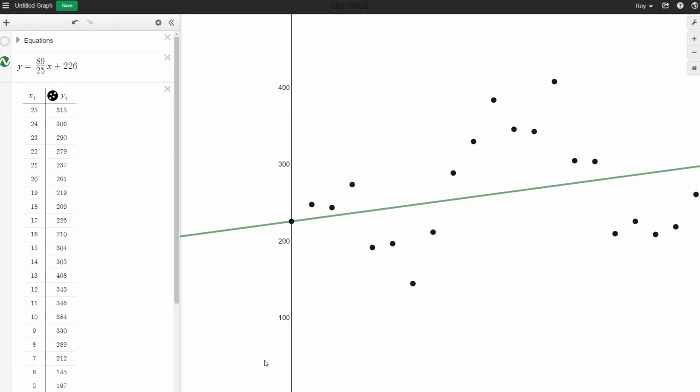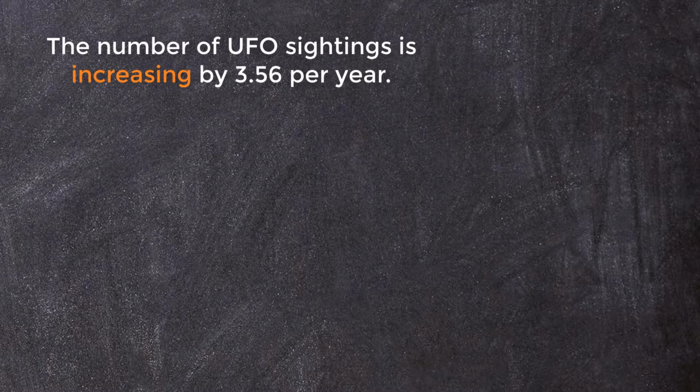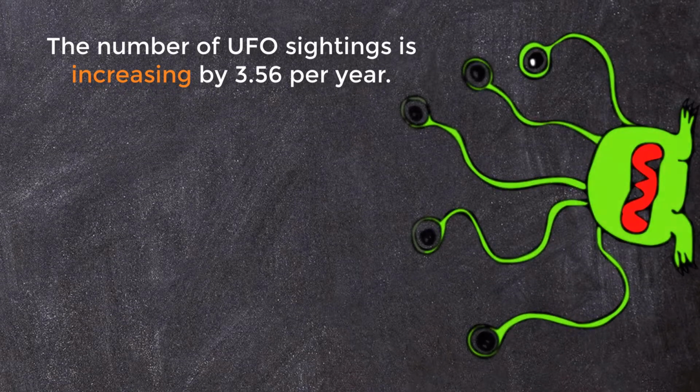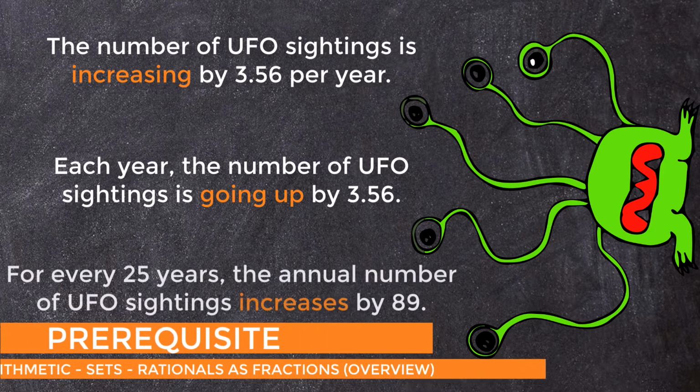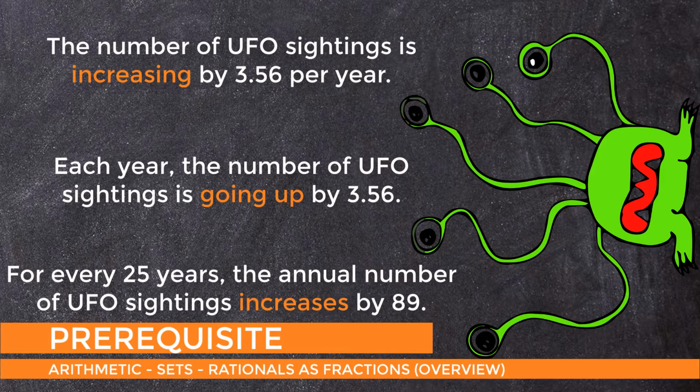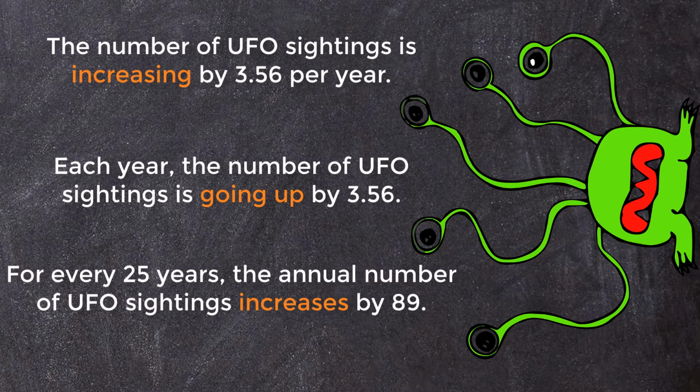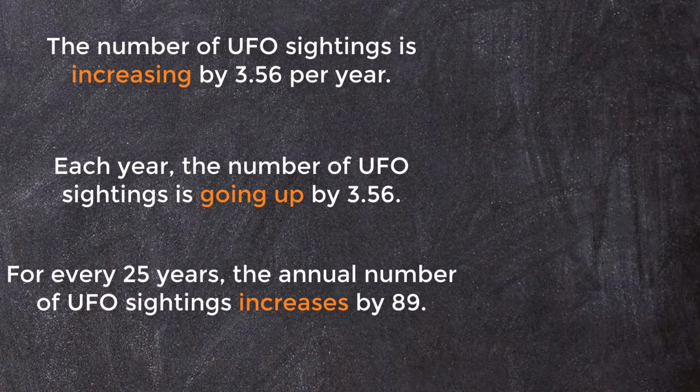Nope. This is a wonderful example showcasing the need to include the words increasing or decreasing. A really good interpretation is that the number of UFO sightings is increasing by 3.56 per year. Look, Mom, no hands! Another interpretation is that each year the number of UFO sightings is going up by 3.56. Yet another interpretation, and one that uses the fractional form of the slope, is that for every 25 years, that denominator of the slope, the annual number of sightings increases by 89, the numerator of the slope. Each of these says the same thing in different ways, but none of them says we see 3.56 per year.